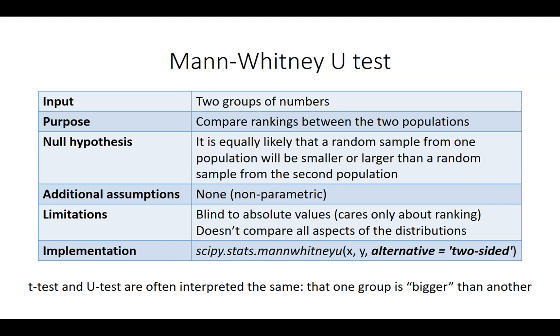Now the implementation: again, you use the scipy.stats package, and you have the Mann-Whitney U function, to which you give the x and y values, like with the t-test. But here, for some reason, which I'm not really sure why they made it, in most tests the default is of course the two-tailed p-value, but here they gave the one-tailed as a default. So you need to explicitly state that you want the two-sided p-value, unless, of course, you want one-sided.